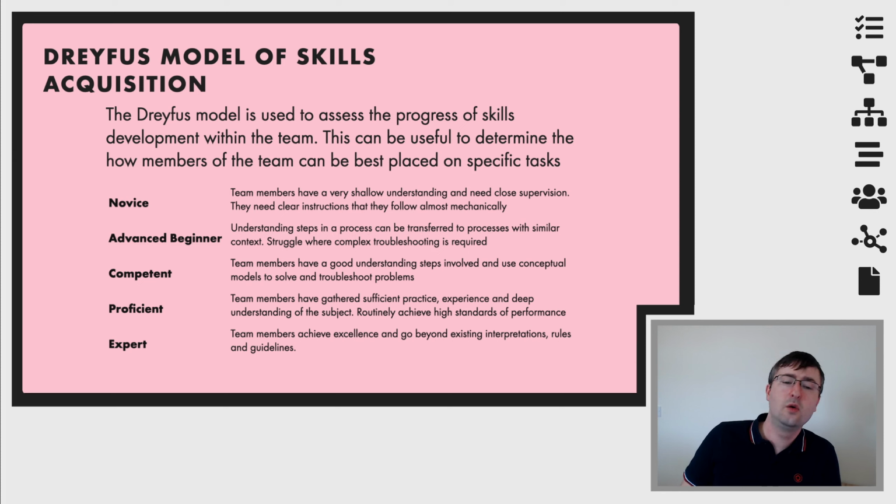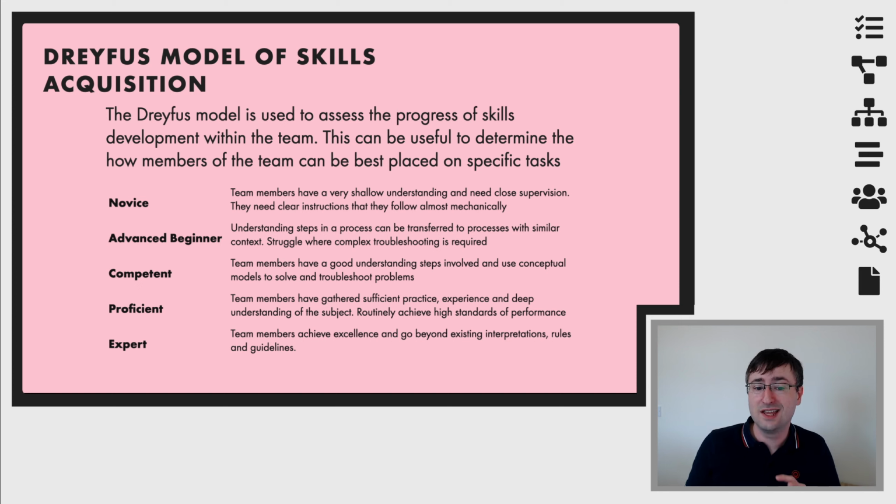So another way that we can think about teams and the way that we can think about people's level of ability in teams is through looking at something that's called the Dreyfus model of skills acquisition. This is really used to assess the progress of skills development within a team and how proficient individuals are at different types of activities. We can use this to rank different abilities of individual members or the team as a whole from a novice all the way through to expert.